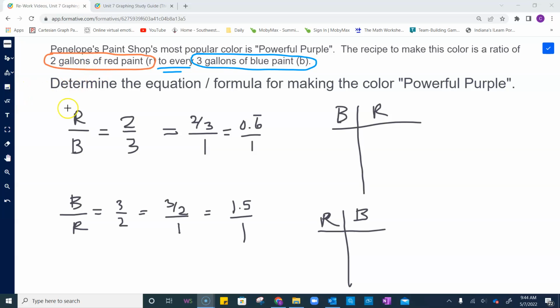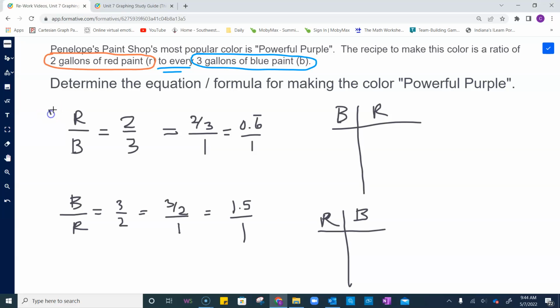All right, so I've set up some stuff down here to help us organize our thoughts on this problem. And so we are reading the ratio here at Penelope's Paint Shop. To make this color powerful purple, you need to take 2 gallons of red paint to every 3 gallons of blue paint. So looking at the ratio, it's 2/3.